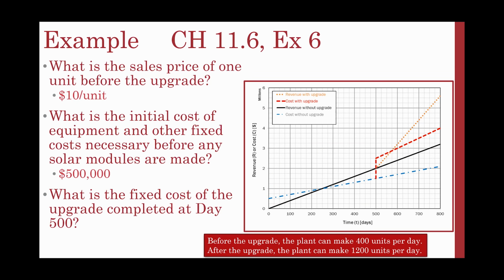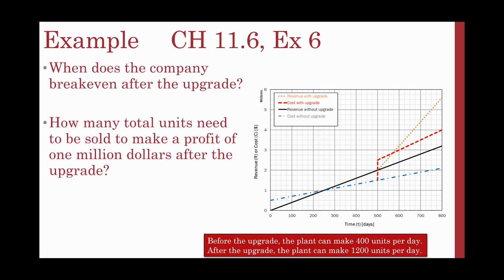And what is the fixed cost the day the upgrade is completed at day 5,000? Your fixed cost would be the y-intercept of our new cost line, which jumps here, which is $2.5 million. When does the company break even after the upgrade? Well, we need to look at the intersection of the revenue with the upgrade versus the cost of the upgrade line, and that is approximately 75 days. Notice it occurs 75 days after 500.